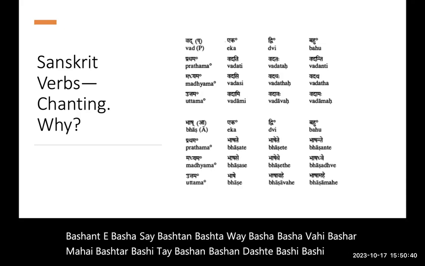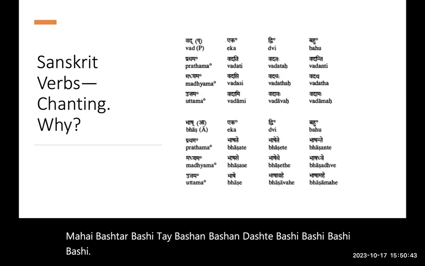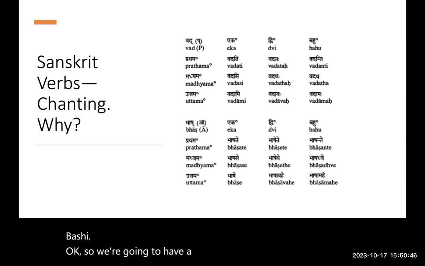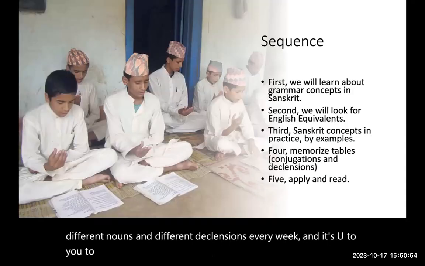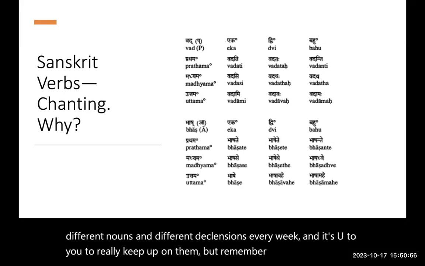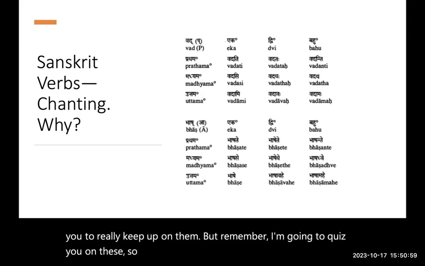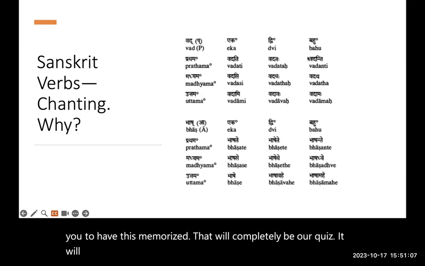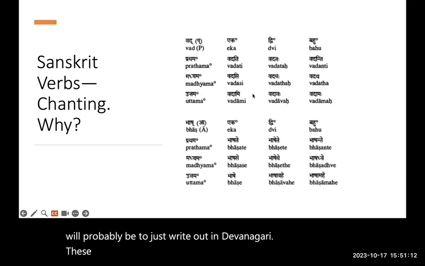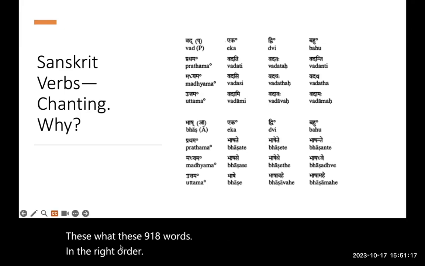Okay, so we're going to have a couple of paradigms like this for different nouns and different declensions every week. And it's up to you to really keep up on them. But remember, I'm going to quiz you on these. So next week, our quiz is going to be on this. I want you to have this memorized. That will completely be our quiz. It will probably be to just write out in Devanagari these 18 words in the right order. Okay.